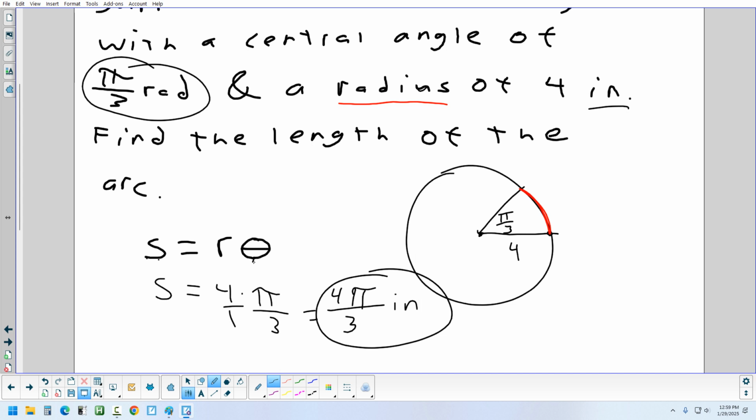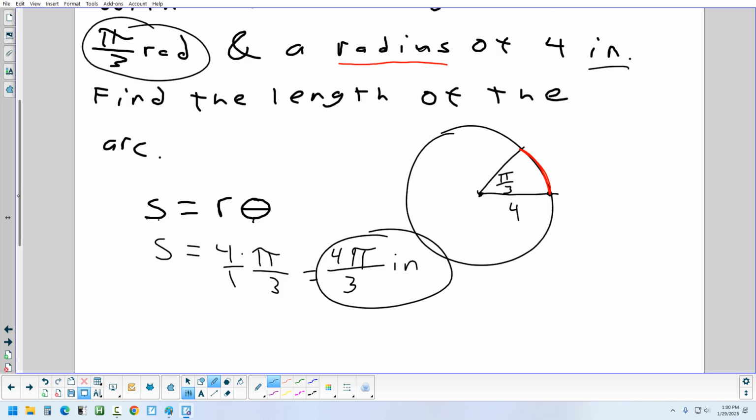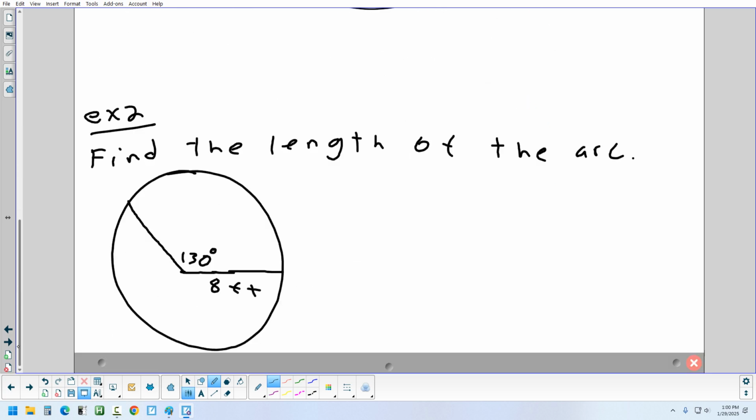And that's the answer. Now, if they said round your answer to 2 decimal places, then you'd put that in on the calculator. And that's it. Any question on that one? It's not terribly hard. Okay, let's try this one. So, same question. Find the length of that arc in red.